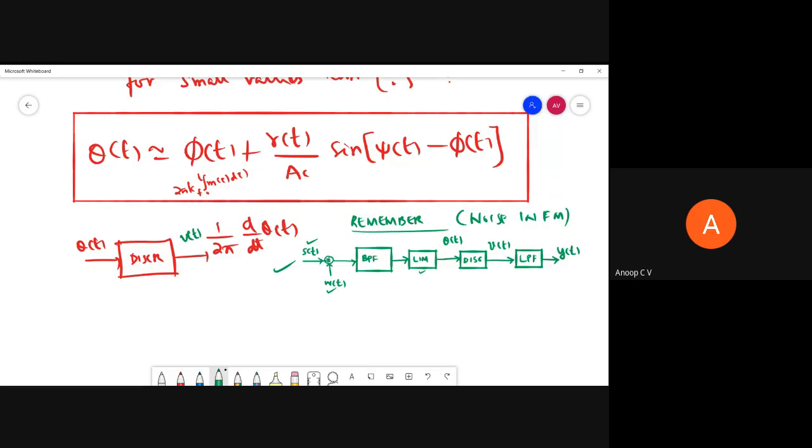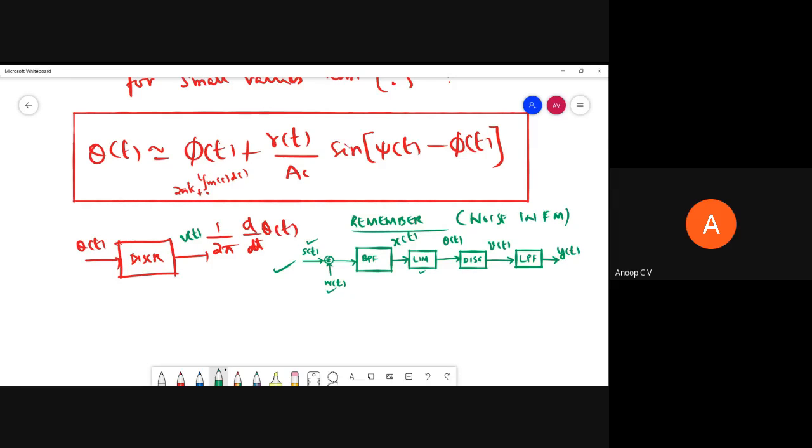Why was this limiter required? When we add noise, normally this s of t has a constant envelope, but when the noise gets added, there will be fluctuations in the envelope, and we are not interested in that. So what this limiter does is clip off the x of t, so that we discard the envelope. We are interested only in the zero crossings.